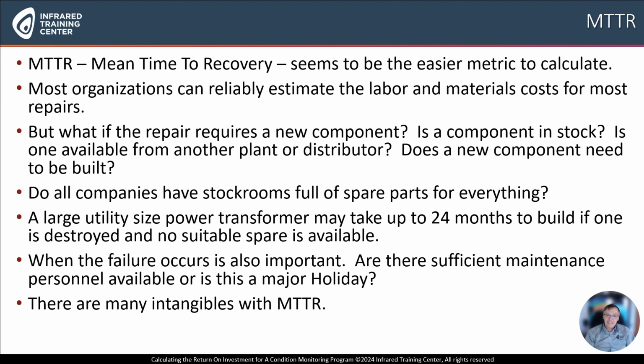A large utility-sized power transformer might take 24 months to build if one is destroyed and no suitable spare is available. And so there are things that take an enormous amount of time to build. And that would affect the operation of a facility. So when a failure occurs is also important. Is it on a holiday weekend? Is there sufficient maintenance personnel available? And there's lots of intangibles, things that we cannot quantify that are available with MTTR. But if you have a good history, if you have good data on your repair crews and how effective they are, it should be a little bit easier to get a handle on that.